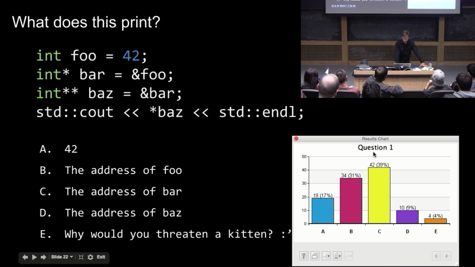Very unsure. If we have any majority here, it's C, the address of bar, but there's a lot of confusion between A, B, and C. And then maybe a little tiny bit of D.